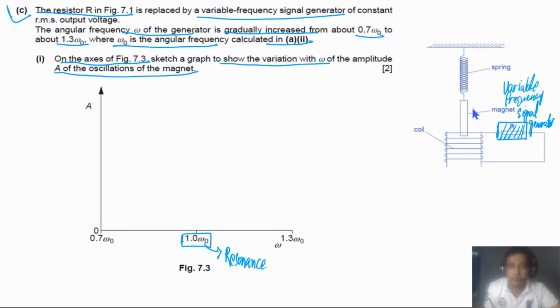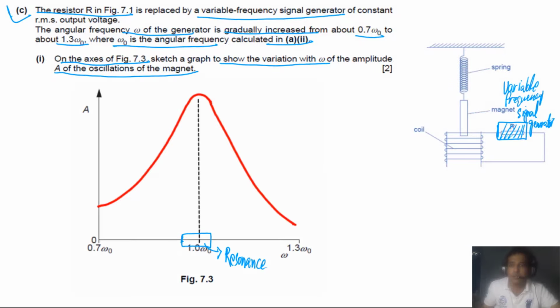So this is now a driven oscillator, driven by electromagnetic forces, meaning by interaction between two magnets, or simply between two magnetic fields. And this is a typical type of graph. Let me show you how you can sketch this one.